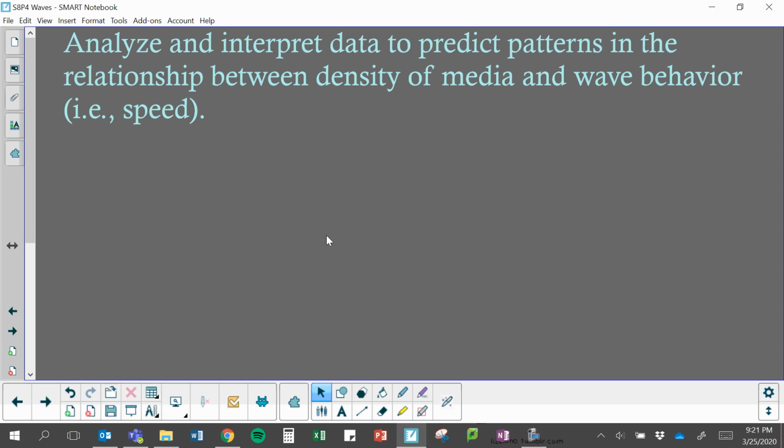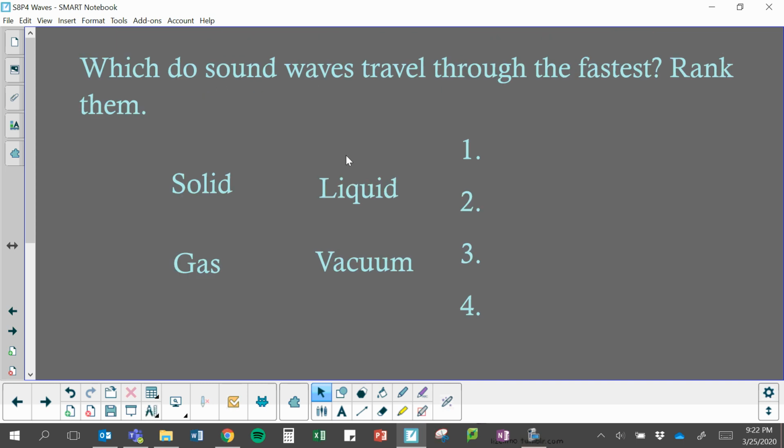Okay, so the next part of our wave standard is dealing with wave behavior, specifically speed, as it travels through different mediums of different densities. So this is like if we have a sound wave, we want to think about which type of medium it is going to travel through the fastest, to try to put them in order to rank them from which one's going to be the fastest.